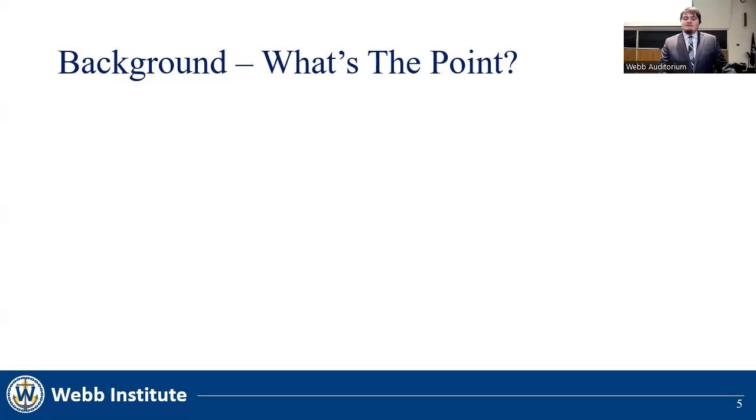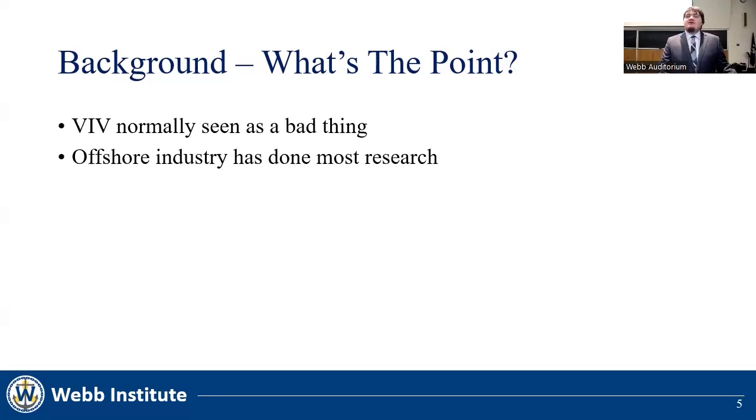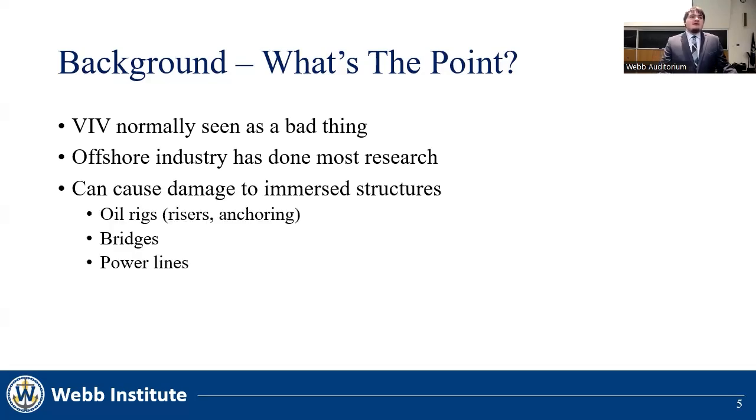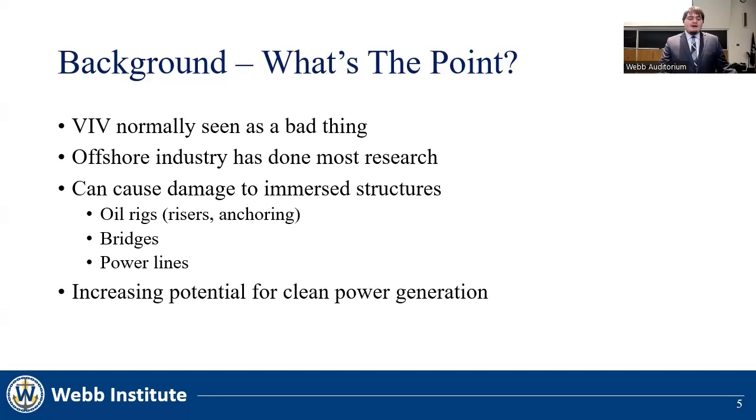Why do we care about this? Vortex-induced vibrations are normally seen as a bad thing, and the offshore industry specifically has conducted a lot of research into how to prevent VIV. This is because it can cause damage to immersed structures. For oil, this can be oil risers or drills, but it can also happen to land-based structures such as bridges, power lines, and towers. However, because it is a completely naturally occurring process that takes energy out of the environment, it has potential for use as a way to generate clean power.